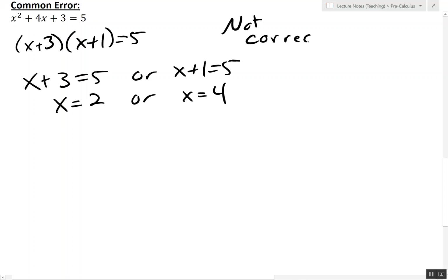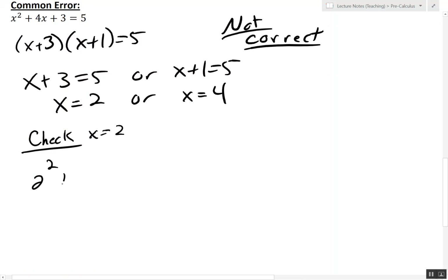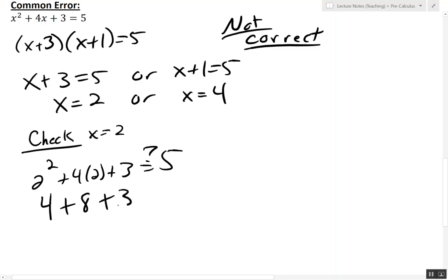And let's verify this is not correct by checking our solution. So let's check x equals 2. If we take 2 squared plus 4 times 2 plus 3, does that equal 5? Well, that's going to be 4 plus 8 plus 3, and that definitely does not equal 5. In fact, this equals 15.